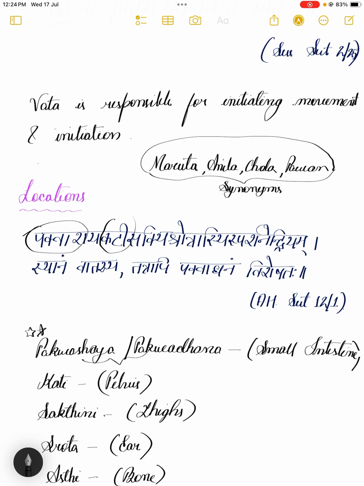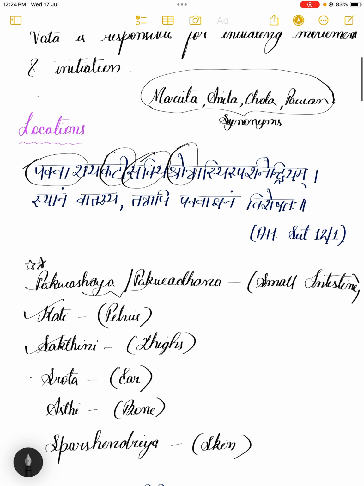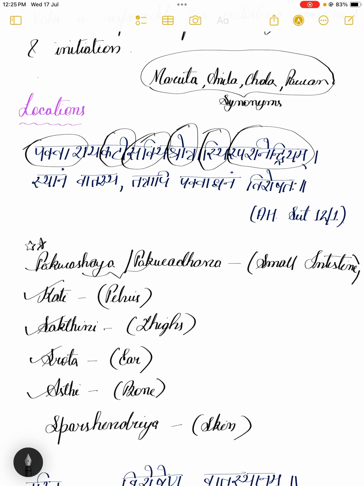Kati means the pelvic region. Sakti or Saktini means thighs. Shrot means ear. Asthi means bone. Sparshan Indriyam: Sparshan means touch and Indriyam means organ. So Sparshan Indriyam means the organ of touch, that is the skin. Sthanang Vatasya means these are the locations of Vat dosh.